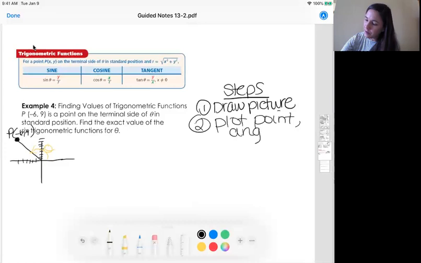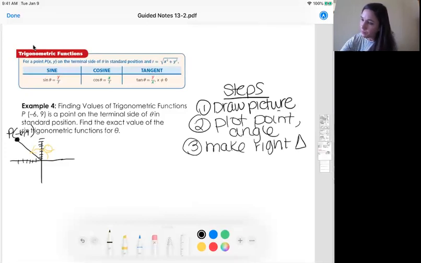All right, so the third thing, you need to make a right triangle with your point. That includes your point and the x-axis. Remember, this needs to be perpendicular. This is our sign for perpendicular.